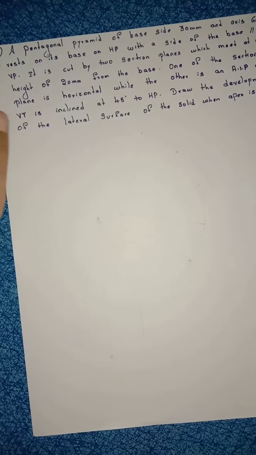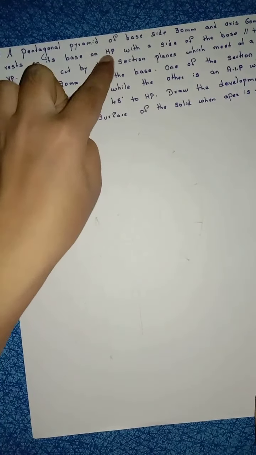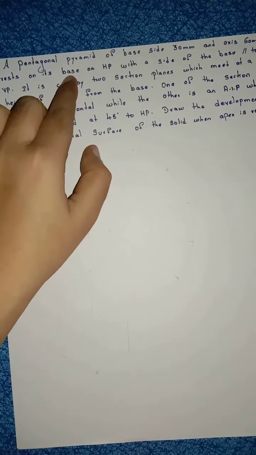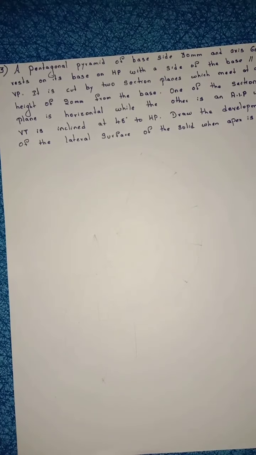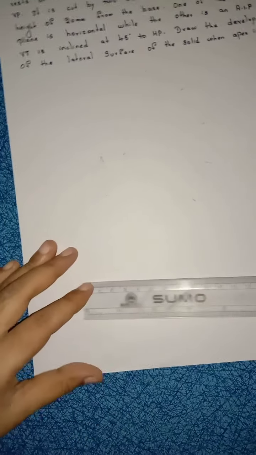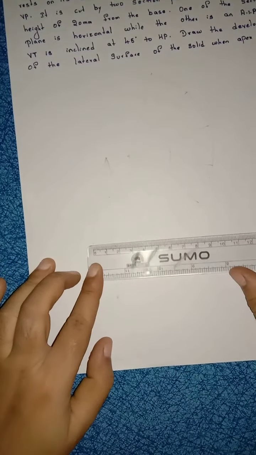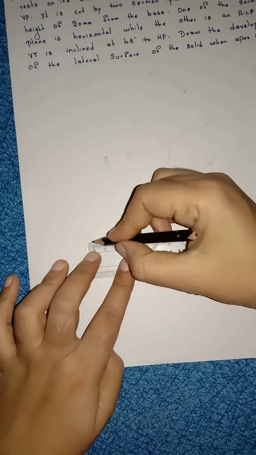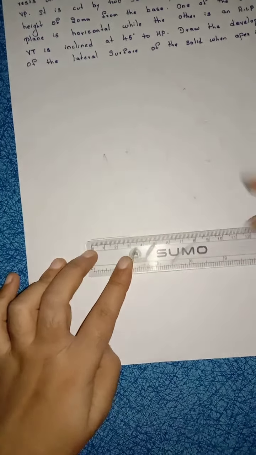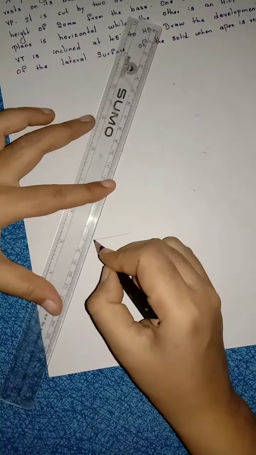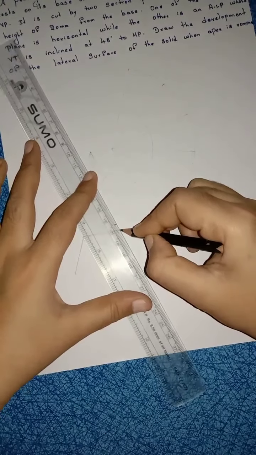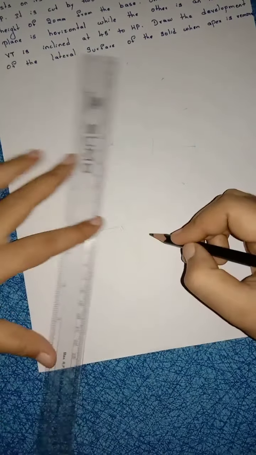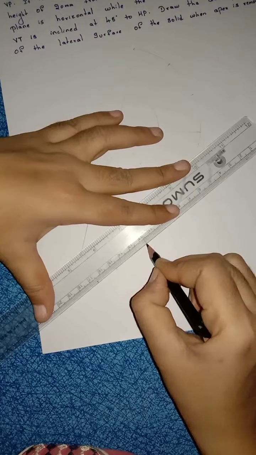In this question we are going to construct the pentagon on HP. The condition is the base, and the side of the base is parallel to VP. So how to construct the pentagon when a side is parallel to VP? Length of the pentagon side is 30 mm. Take 30 mm with the scale. The angle for a pentagon is 108 degrees, and again from here the angle is 108 degrees, length 30 mm. Construct the pentagon.